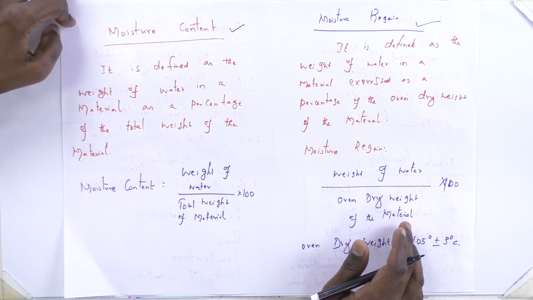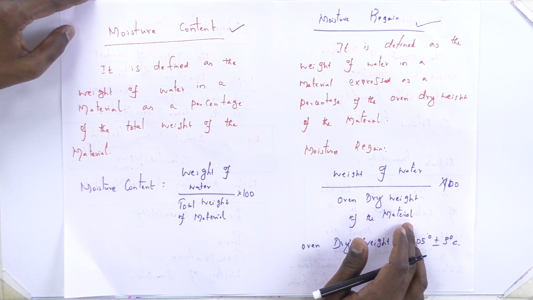Here there are two types: moisture content and moisture regain. Moisture content: a material has moisture, which means it has some moisture content. What is the value of moisture content? It is defined as the weight of water present in a material.